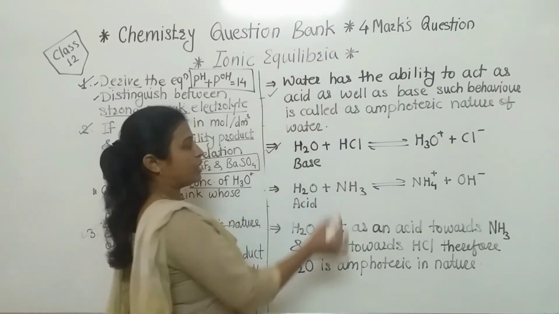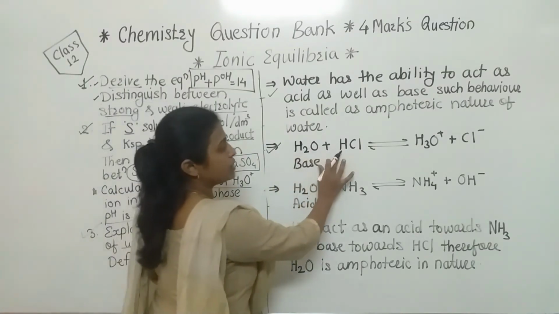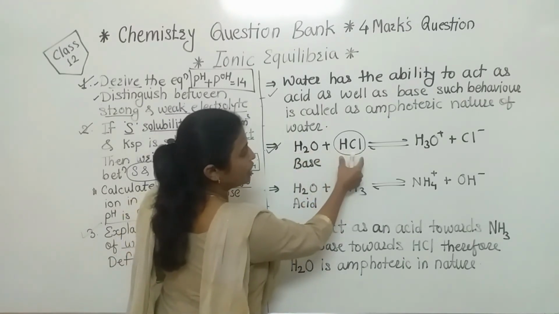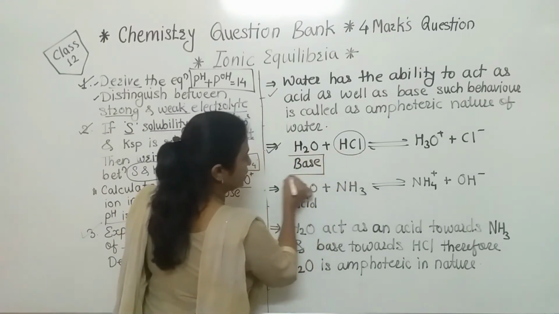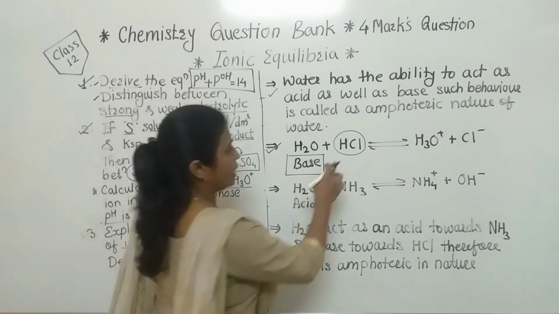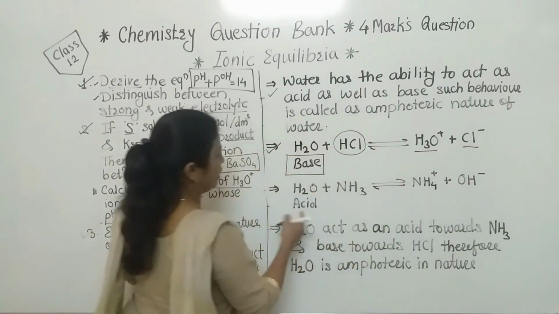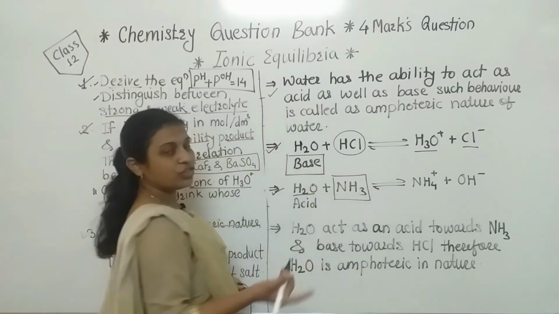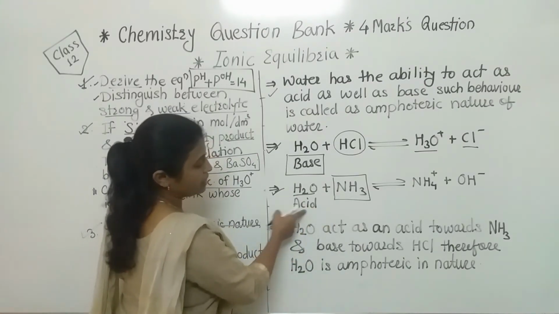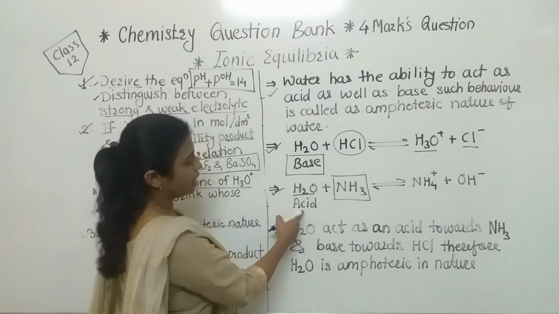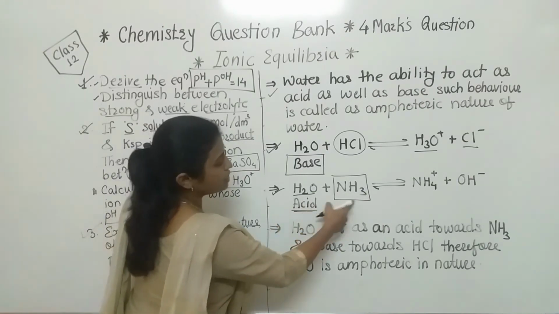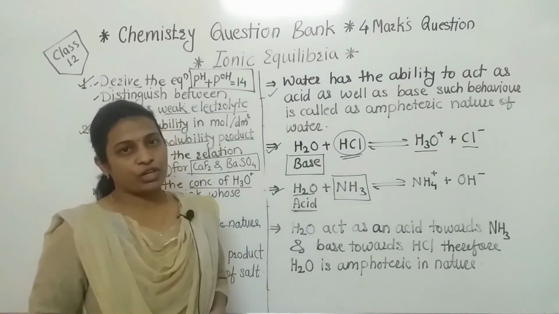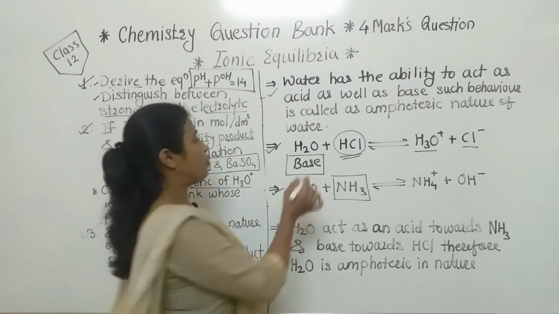See the next one. If we consider the example H2O plus HCl, HCl is a strong acid. So when H2O comes in contact with HCl, it acts as a base, meaning a proton acceptor, and it gives H3O plus and Cl minus. Next example, H2O when it comes in contact with NH3. NH3 is a base. At that time it behaves as an acid. So we can say that H2O acts as an acid towards NH3 and a base towards HCl, and therefore H2O is amphoteric in nature. That much easy answer is for the 2 marks.